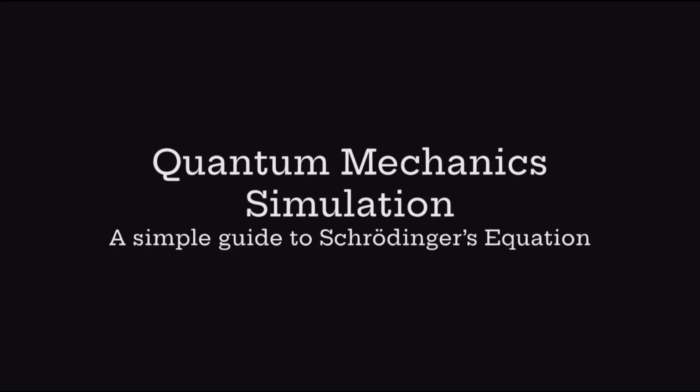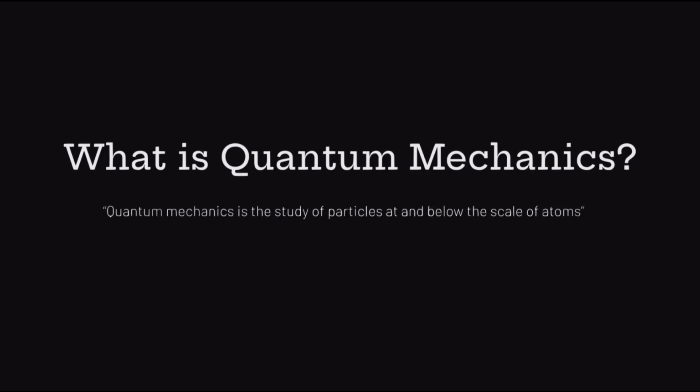I'm going to be showing you a visual demonstration of quantum mechanics and explain the math and physics underneath the surface. Quantum mechanics is the study of the smallest particles in our universe, particles at and below the scale of atoms. These include protons, neutrons, and electrons, which make up atoms, and even smaller particles like quarks, leptons, and bosons. These particles don't behave like everyday objects but follow strange and fascinating rules.